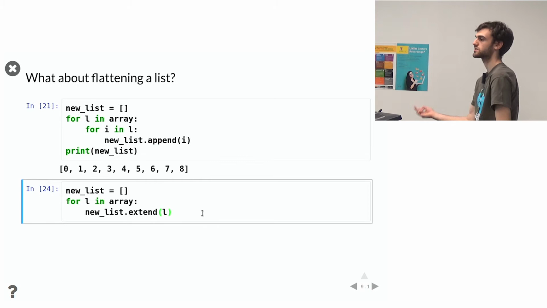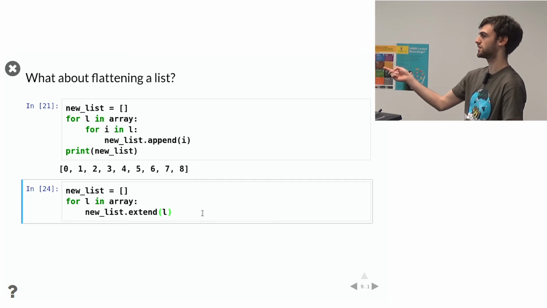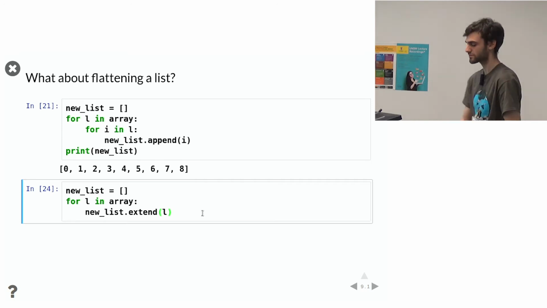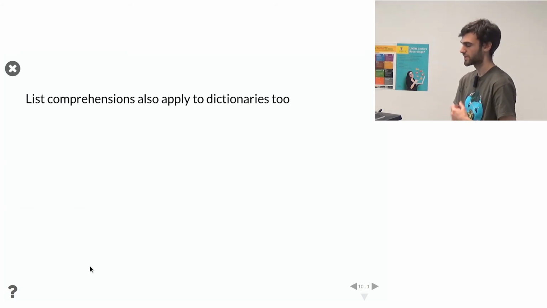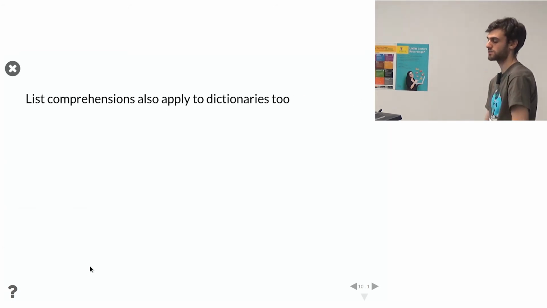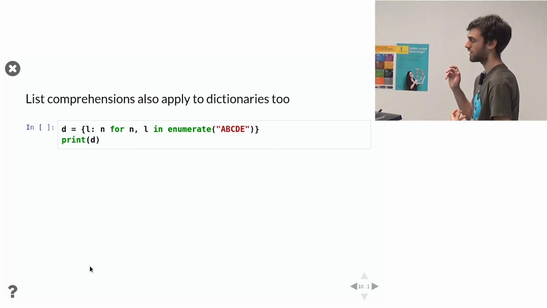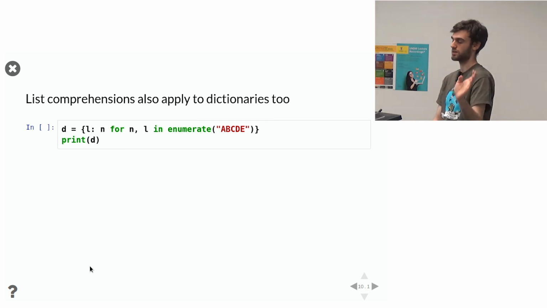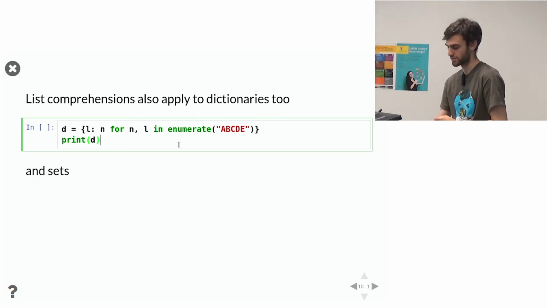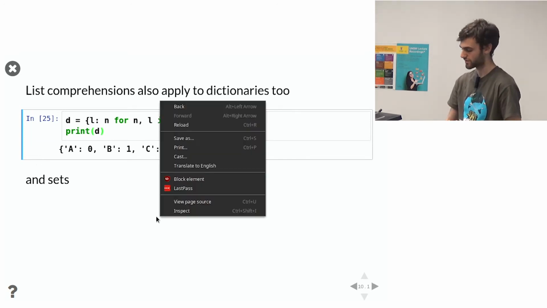Dot extend will extend the list with that element in it, with an iterable. And this ends up being faster most of the times. Okay, so list comprehensions also apply to dictionaries. So you can have dictionary comprehensions. So you have something like l, n for n in L, and then enumerate the letters A to E. So we print this and we got A equals 0, B equals 1, etc.